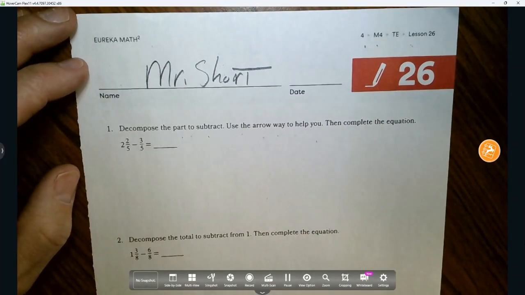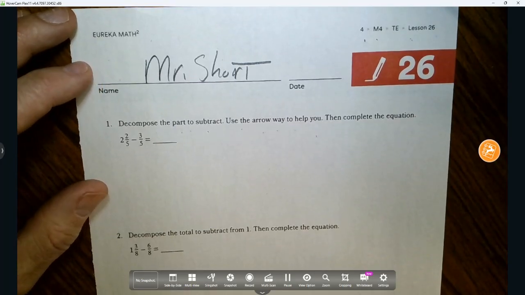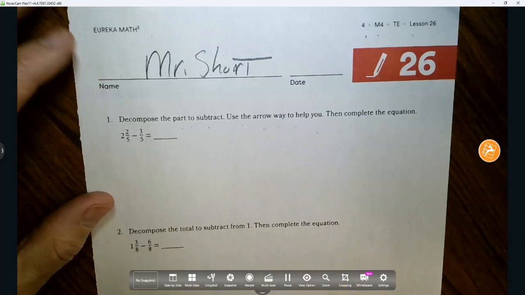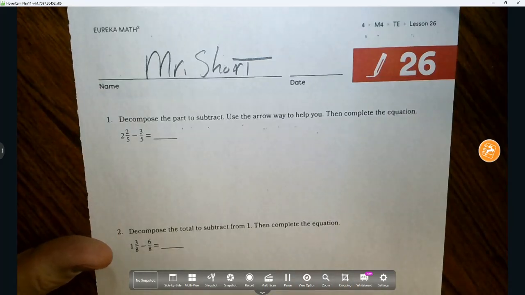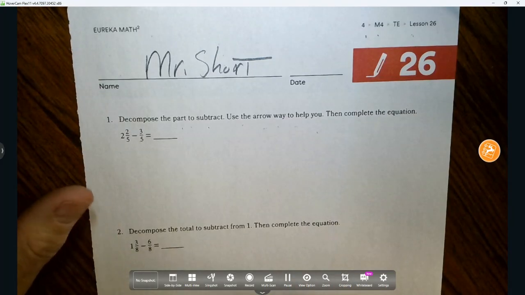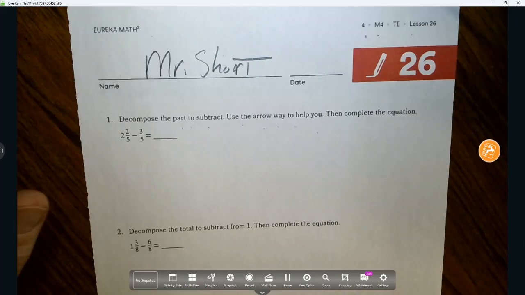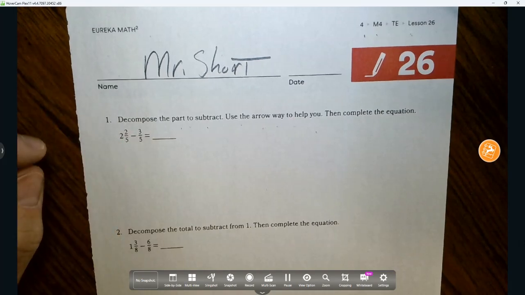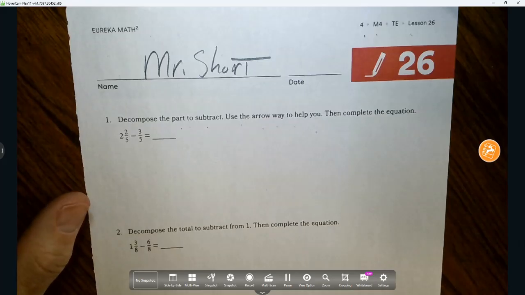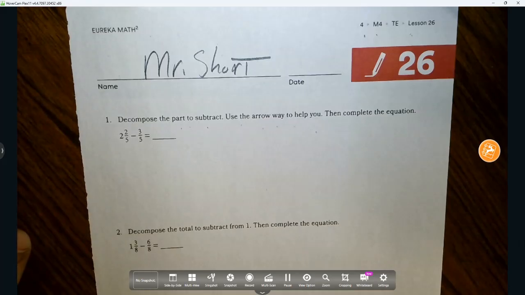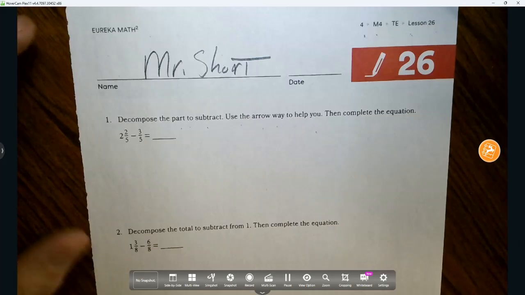All right. Decompose part to subtract. There's a couple different ways to do this. I've been going back and forth with my class about what we feel is the easiest way. So I'm going to show you what we've come up with. Hopefully you like this one. It's not going to be exactly the arrow way, but in my opinion, at the end of the day, if you can show me the right answer and show me how you got it, unless your teacher's saying it has to be the arrow way, well, the correct answer is the most important thing. I mean, that's how I look at it.